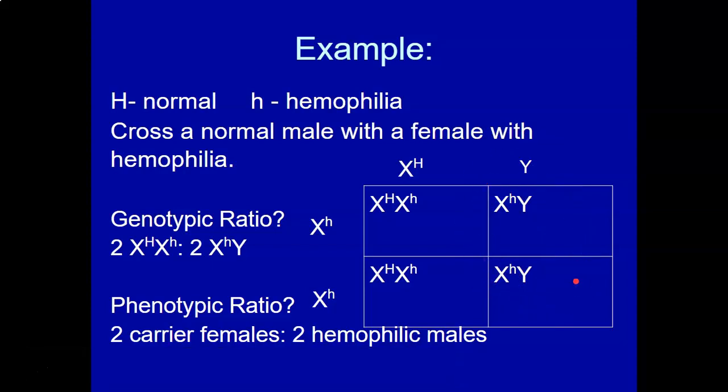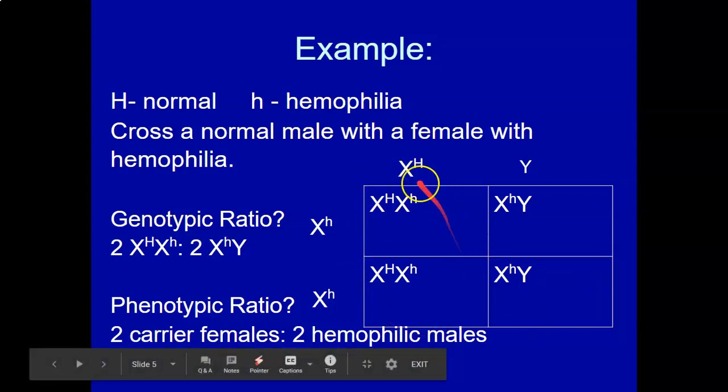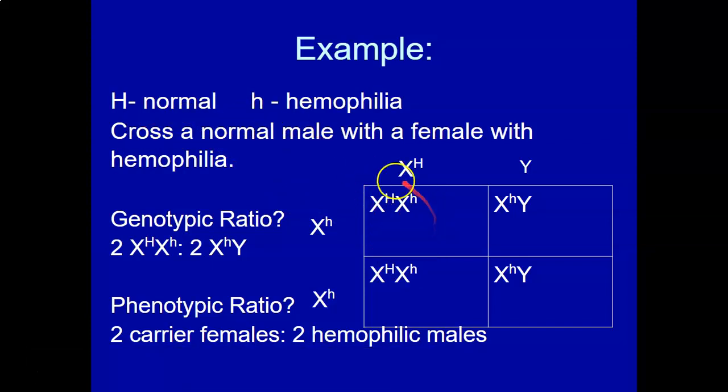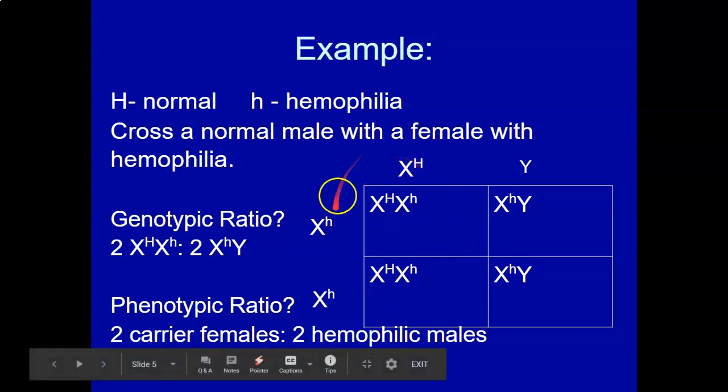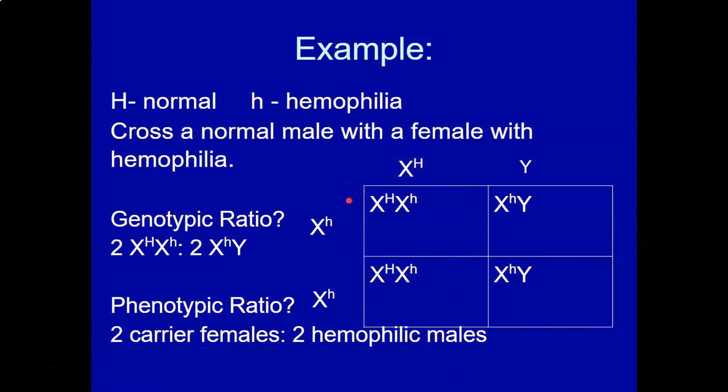Now, maybe they ask for the females. What's the probability of having female children with hemophilia? You just look at the females. So there's 2 of them. Well, in this case, none of them have hemophilia. They're just carriers. So they're totally healthy because capital H dominates lowercase h. But they are carriers. So they do not have hemophilia. So you would say 0%.